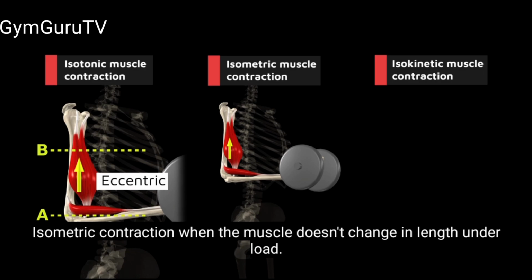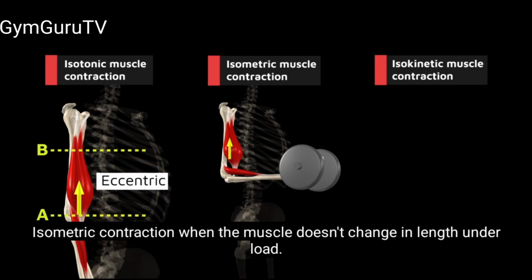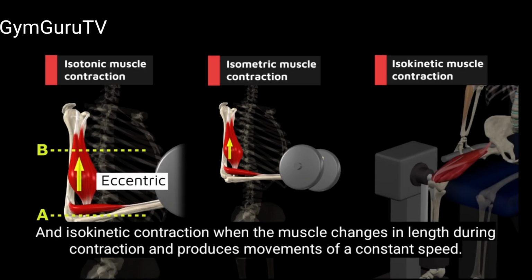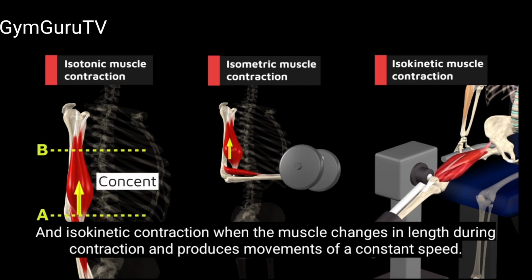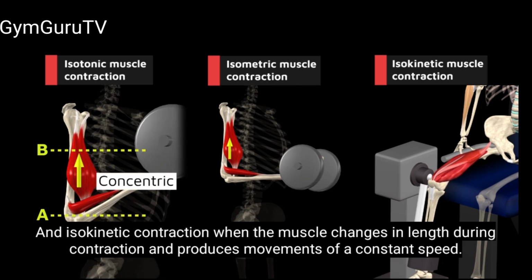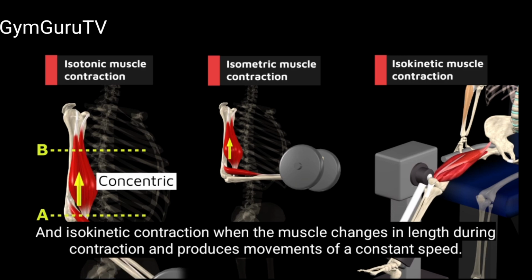Isometric contraction, when the muscle doesn't change in length under load. And isokinetic contraction, when the muscle changes in length during contraction and produces movements of a constant speed.